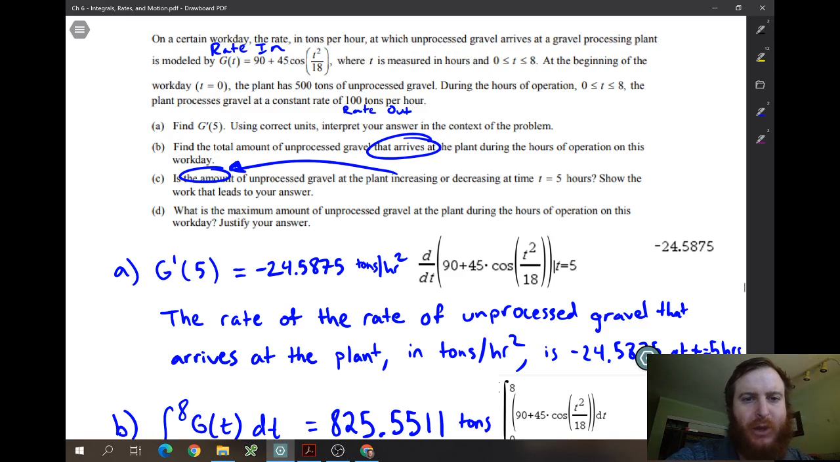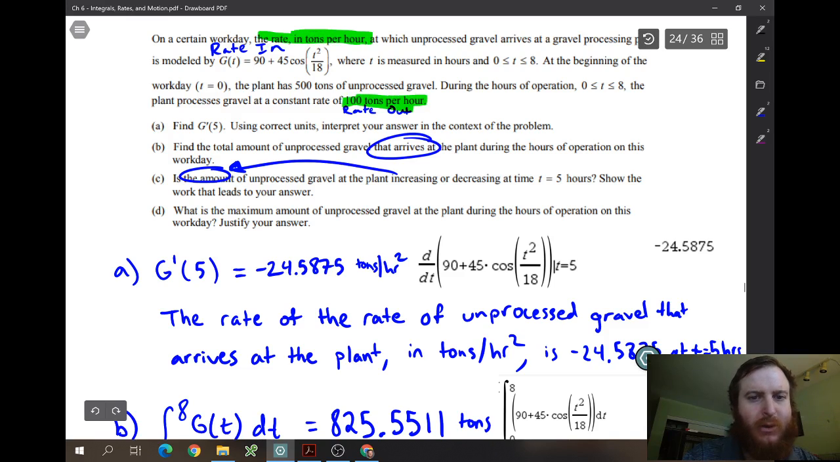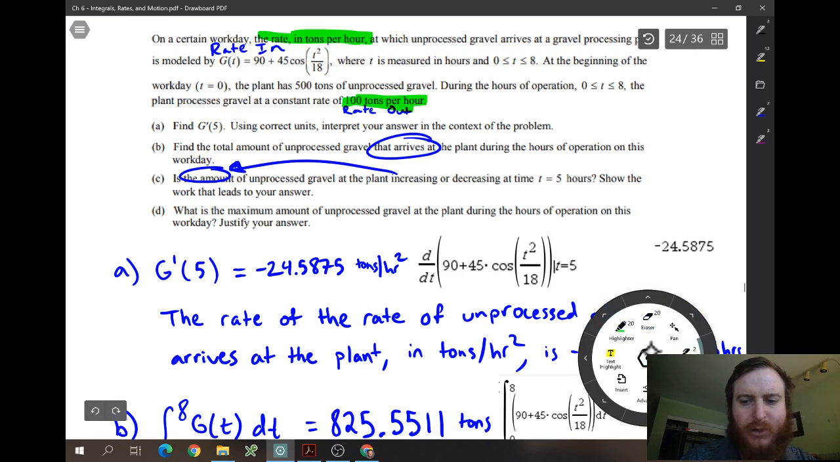Now, if you're not sure what the 100 tons per hour is, what you want to look at is the units. So the rate in was tons per hour. When you see 100 tons per hour, that also has to be a rate, and that's, in this case, the rate out. Okay, they also give us the initial value at time 0. The plant has 500 tons of unprocessed gravel.